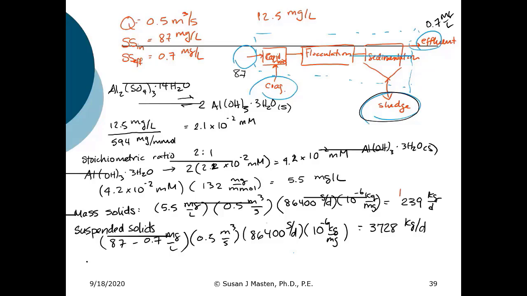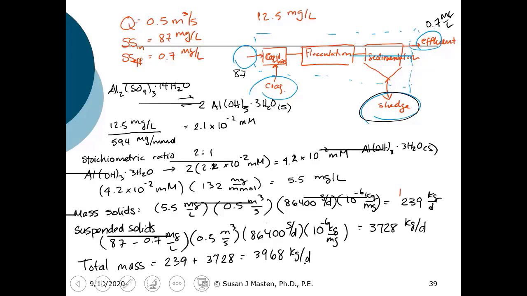So the total mass we produce is 239 plus 3,728. It's almost 4,000 kilograms per day of solid. Any questions? So what we've done is we've calculated the dry weight of solids that we would produce.